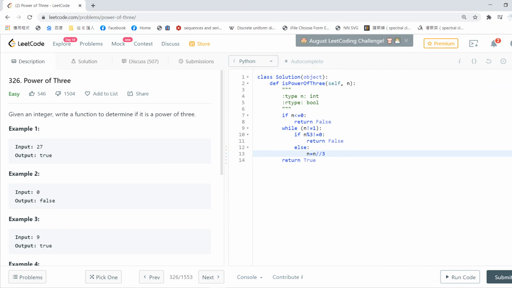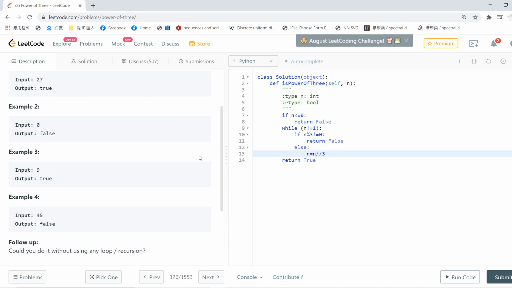Welcome guys, welcome to my LeetCode section. This is problem 326, called Power of Three. Basically, somebody gives you a function, and you want to write a function to determine if n is a power of 3. Okay, so I use recursion.